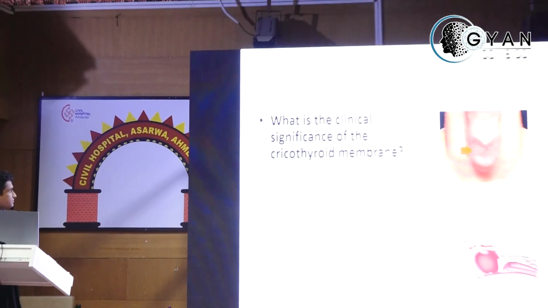Now to start with, this has already been covered. Which of the following is the most superficial structure encountered during a cricothyrotomy? Cricothyroid membrane, yes. That's the first structure after you put an incision. So the answer is cricothyroid membrane.